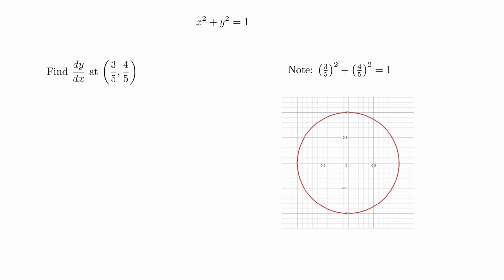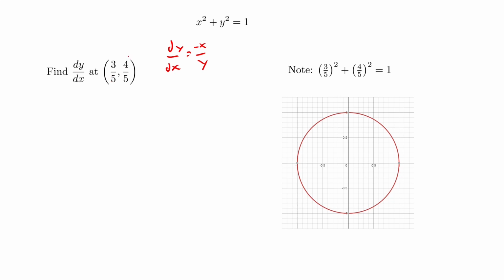So here, remember that we found that dy/dx is equal to negative x over y. That's what we found in the last example. So what I want to do is find dy/dx at this particular point. You should notice here that when we deal with implicit curves, we can't just choose any point that we like.